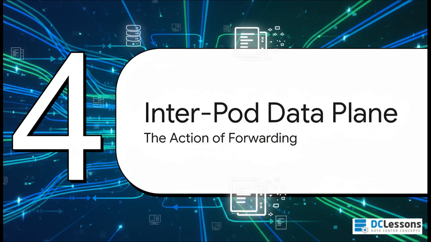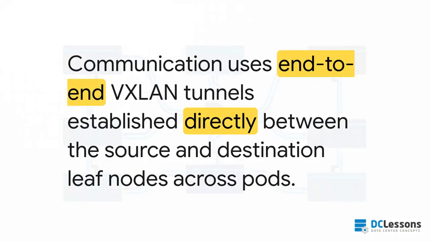Okay, control plane is sorted. The maps are shared, everybody knows the general location of everybody else. So now for the action. Let's get to Section 4 and talk about the VXLAN data plane, how the actual packets get from A to B.